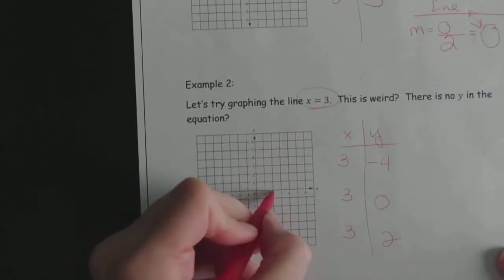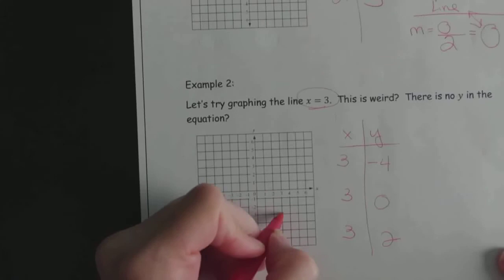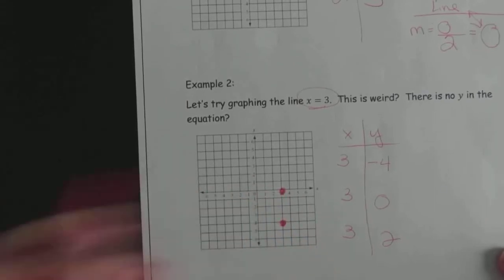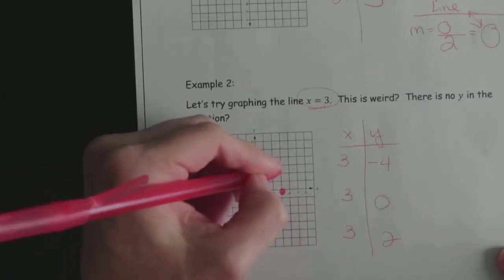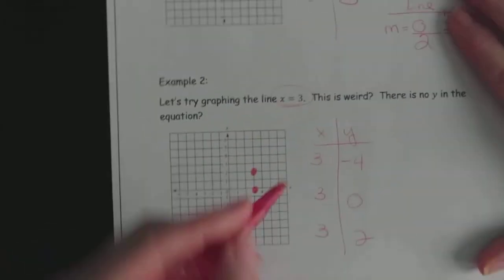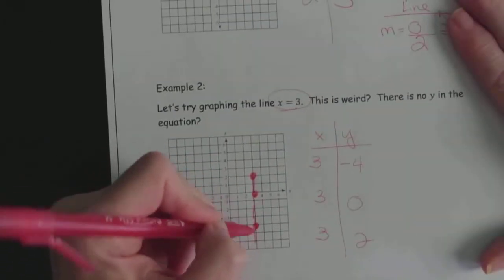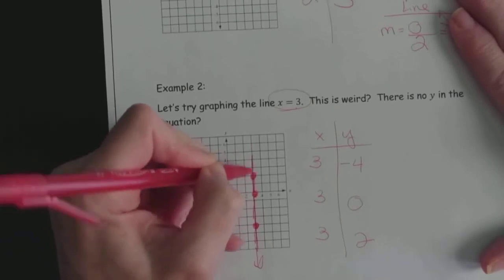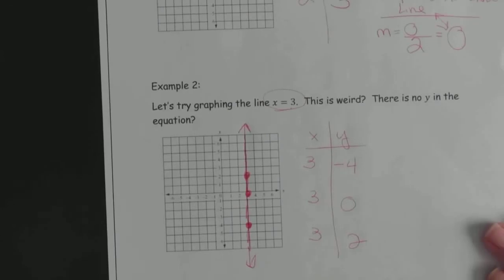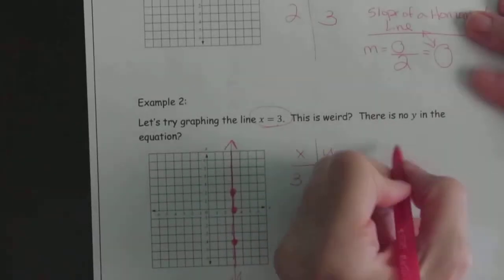Let's plot them. 3, -4. Okay. 1, 2, 3. 1, 2, 3, 4. 3, -4. 3, 0. And 3, 2. See the difference? Now the points are lined up in a vertical fashion. This is what we call a vertical line when it runs up and down.